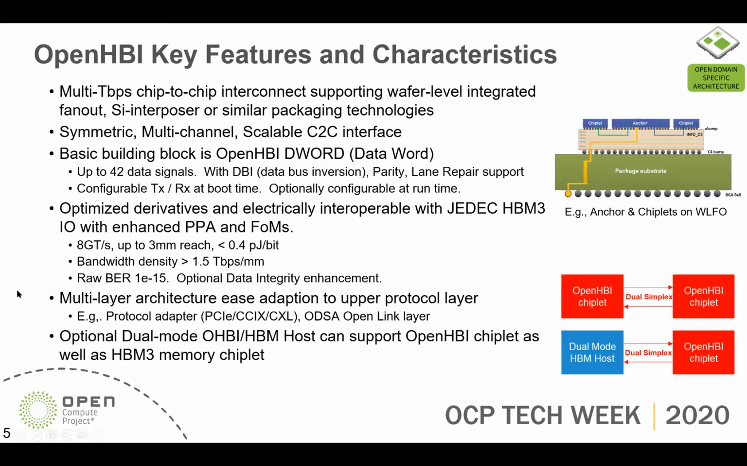The expected energy per bit will be less than 0.4 picojoules per bit for a nominal implementation, and can be much lower than that. The bandwidth density is at least 1.5 terabit per second per millimeter with a configuration using 36 of the data signals of the D word, or 1.7 terabit per second per millimeter if you use 40 data signals. Of the 42 mentioned, the other 2 signals can be used for framing or parity, depending on your configuration.